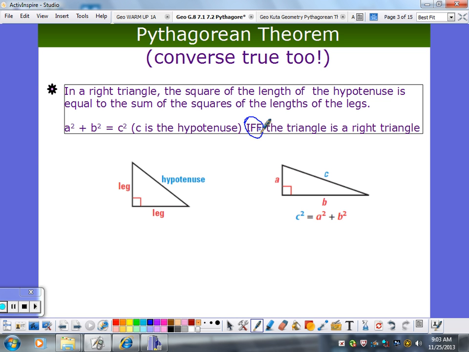Yeah, it's a biconditional. So if a squared plus b squared equals c squared, then the triangle is a right triangle. And if it's a right triangle, then a squared plus b squared equals c squared. Biconditional. So we have to kind of know that the shorter sides are called the legs, and the hypotenuse is the longer side. The longer side is always the side opposite the 90. Now, does that kind of make sense?